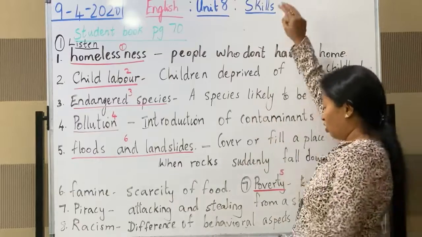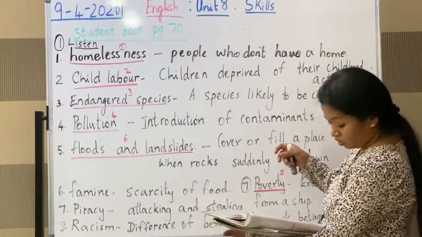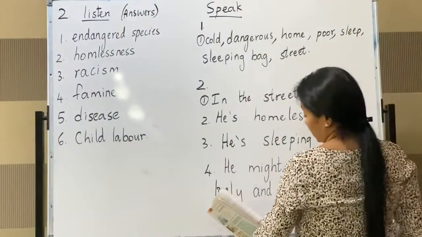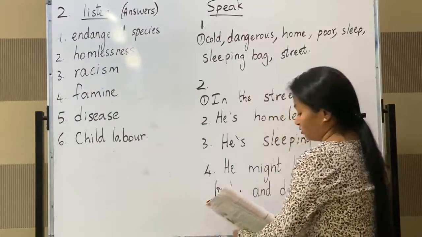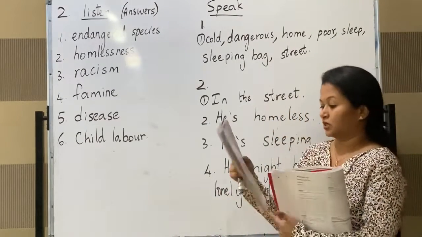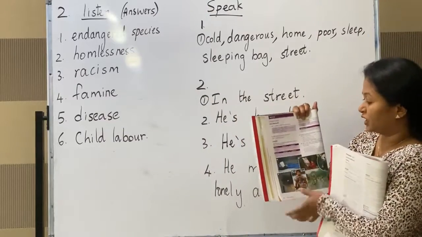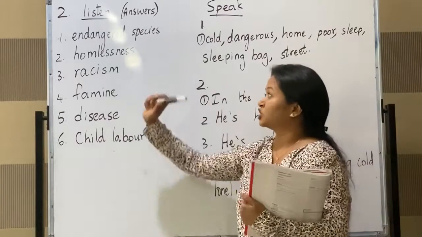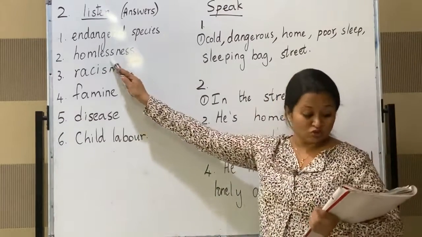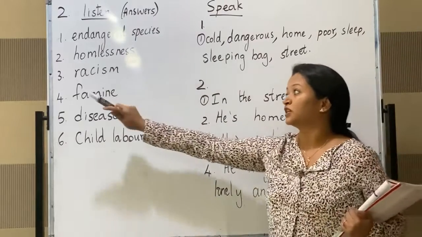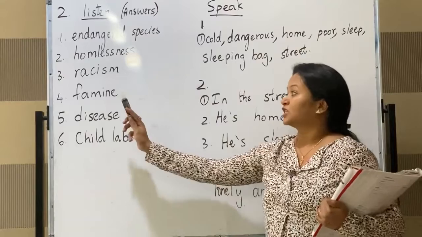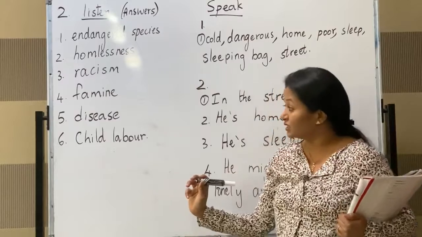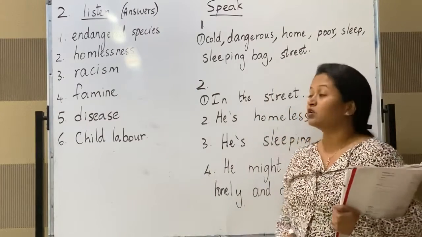Now we heard all the 6 speakers, okay? Now we are going to write in those boxes what each speaker said, alright? Now when we look at the box here we see speaker number 1, right? Now speaker number 1 speaks about endangered species. Speaker number 2 speaks about homelessness. Speaker number 3 speaks about racism. And speaker number 4 speaks about famine. Speaker number 5 speaks about disease. And speaker number 6 speaks about child labor.